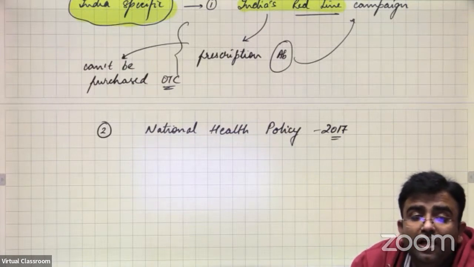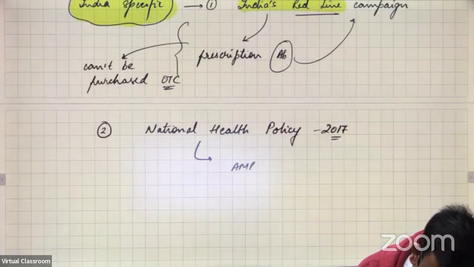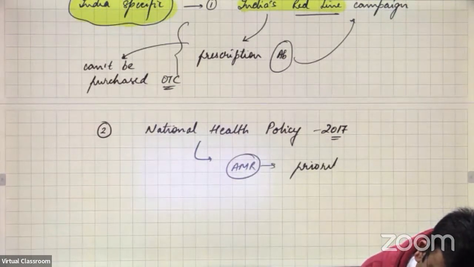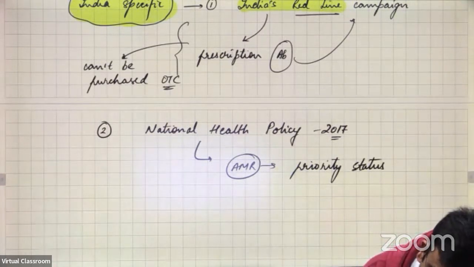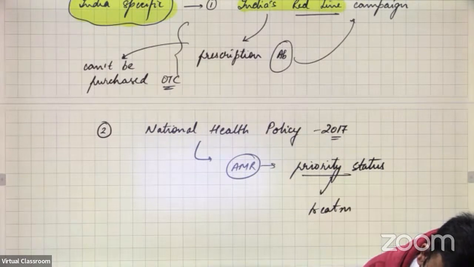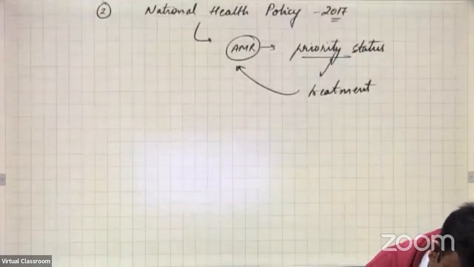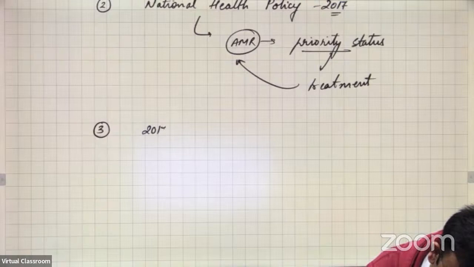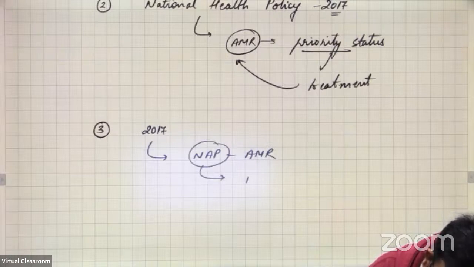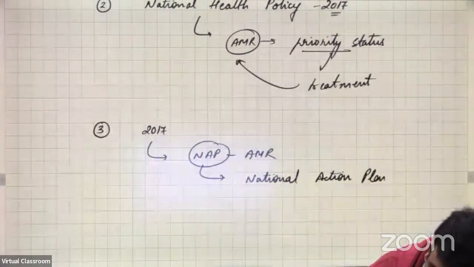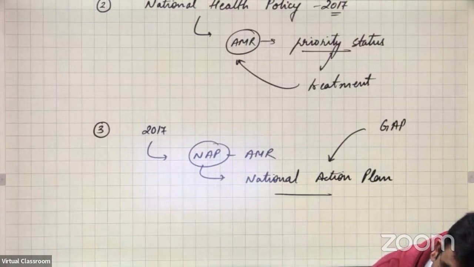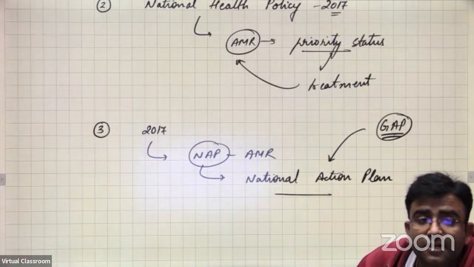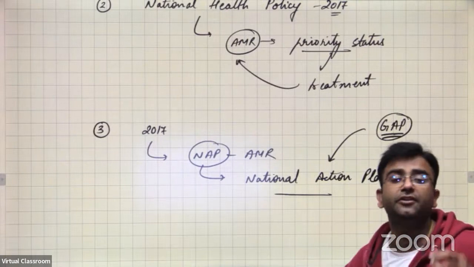Next, the government of India has included antimicrobial resistance in India's National Health Policy 2017. In it, antimicrobial resistance has been given priority status, that is, priority to finding potential solutions to antimicrobial resistance. Then, in the year 2017, the government of India also adopted the National Action Plan on Antimicrobial Resistance, which India developed with the help of the Global Action Plan on Antimicrobial Resistance.